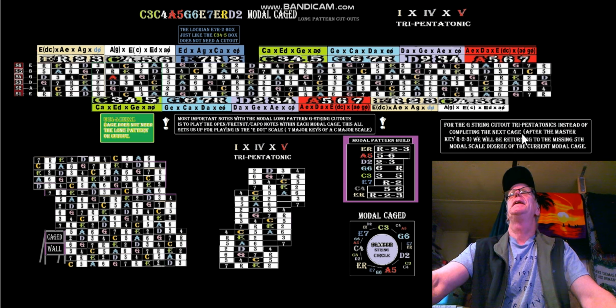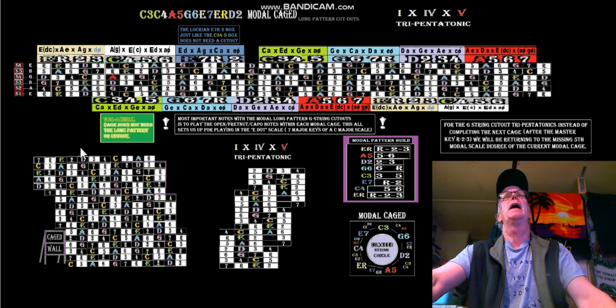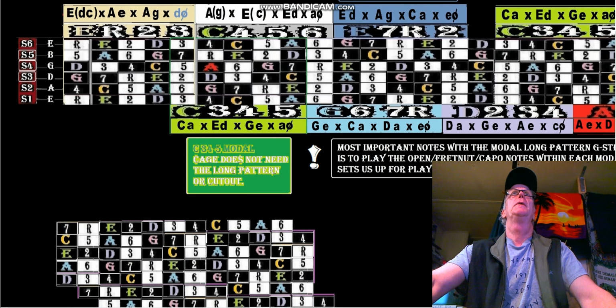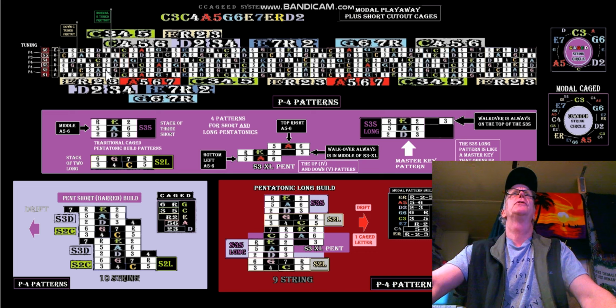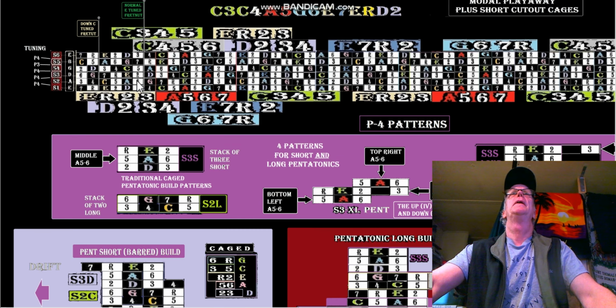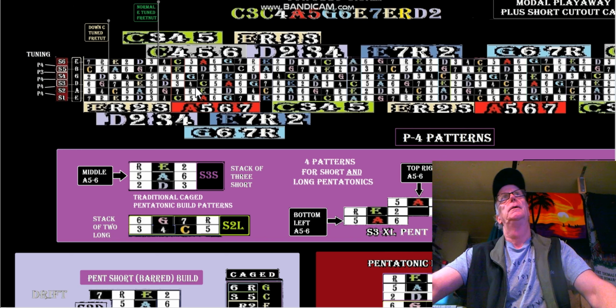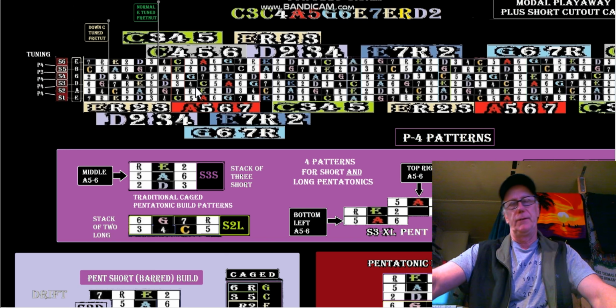Instead of completing the next cage after the master key, root 2-3, we will be returning to the missing fifth modal scale degree of the current modal scale. I demonstrated that in last time's lesson, that with the play away, we could kind of sneak back one more chart here. Okay, we were on this chart anyway. Yeah, we were on 358 anyway. I thought we were going to 357. We're not going to go to 357.